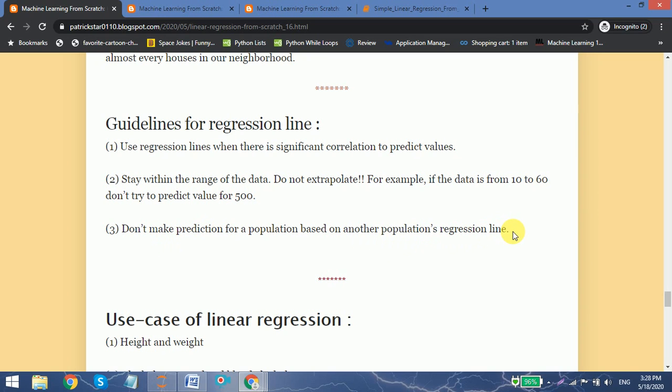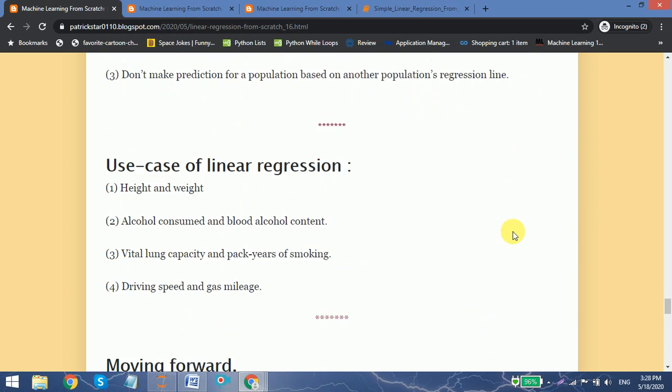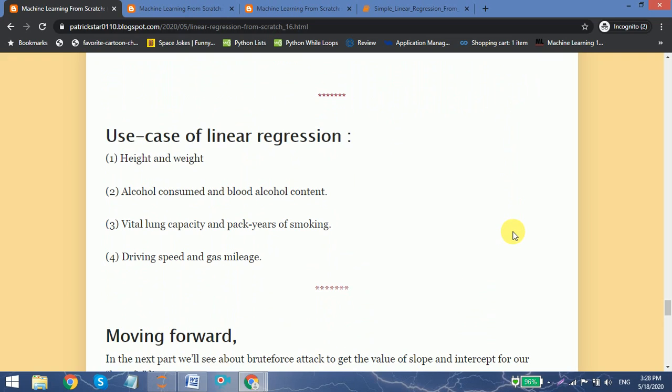Okay, so now what are the use cases of linear regression? There are many use cases, but here are a few examples. First is height and weight, alcohol consumption, and blood alcohol content.